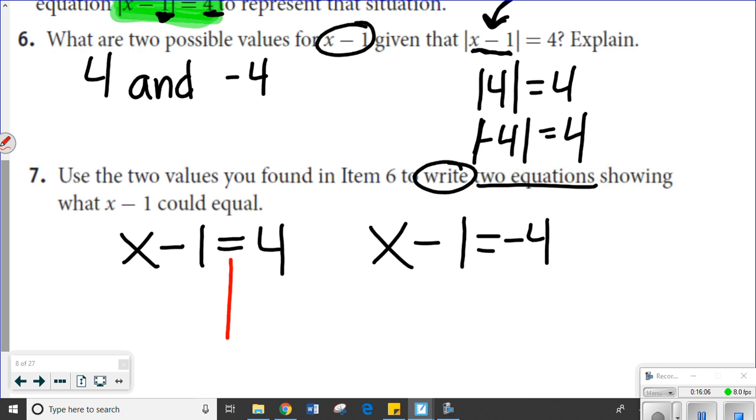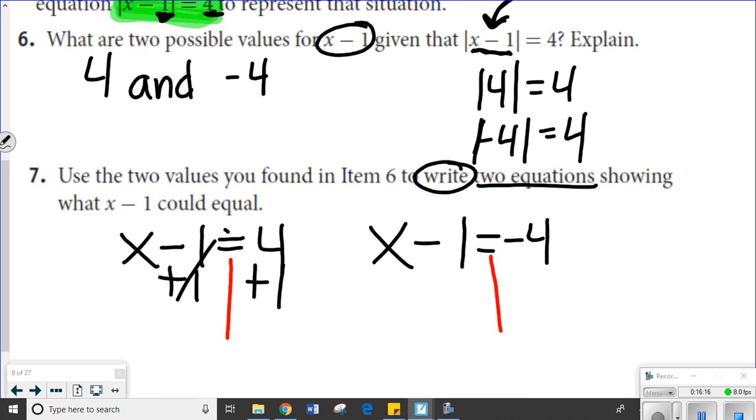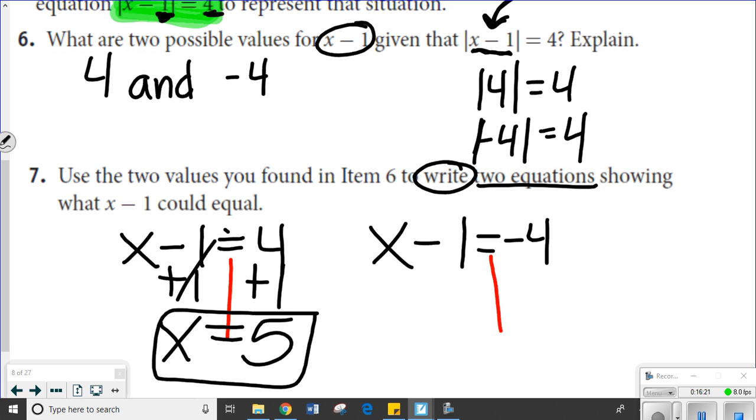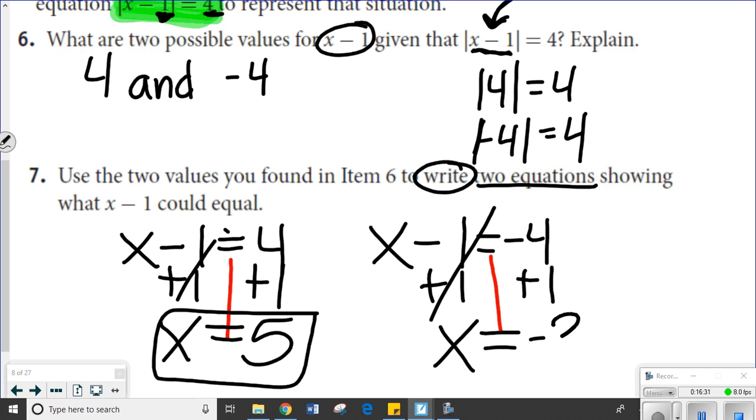So draw my line down. I want to get x by itself. So what I need to do here is get rid of this minus 1. So the opposite is to add 1, and we get x equals 5. That's one of my answers. Over here, I solve the exact same way. I add 1, and we get x equals negative 3. x equals 5 and x equals negative 3. Wait a second.